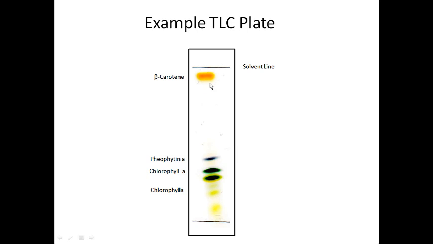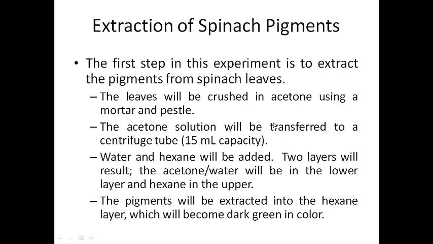We're going to see a beta carotene, we're going to see a pheophytin, we're going to see the two chlorophylls, chlorophyll A and chlorophyll B, and then some of the other pigments that we won't identify that are down here. Okay. So first we have to extract the spinach pigments.